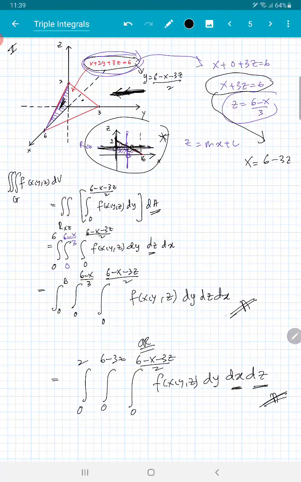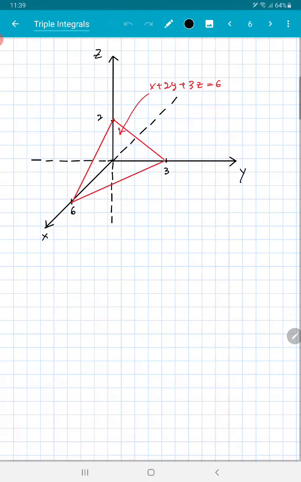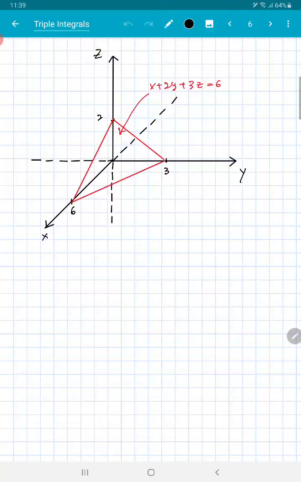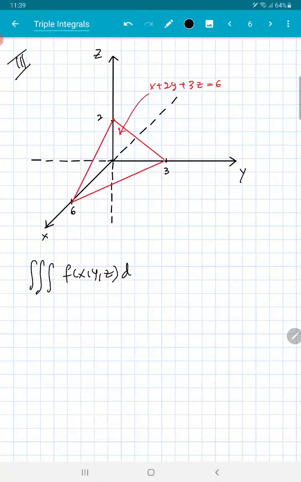Another is dy dz dx. And the other one is dy dx dz. But I'm going to show you one more, even though we've done 3. So another iteration is we want it to be x first. Let me rewrite this first.